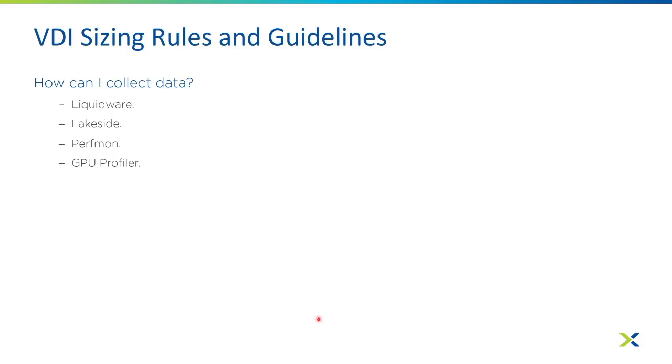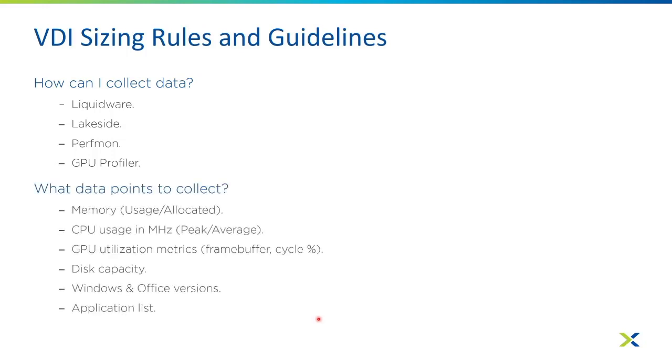We can do that with various tools. So Liquidware, Lakeside, Perfmon. There's also a GPU profiler from NVIDIA, to name a few examples. So these are tools that you can use to understand what the user is actually doing in that desktop. We then need to look at the data that needs to be collected. So obviously memory usage, CPU usage, GPU consumption, disk capacity, Windows versions, Office versions, and if possible, your application list. So all the applications that those employees are using.